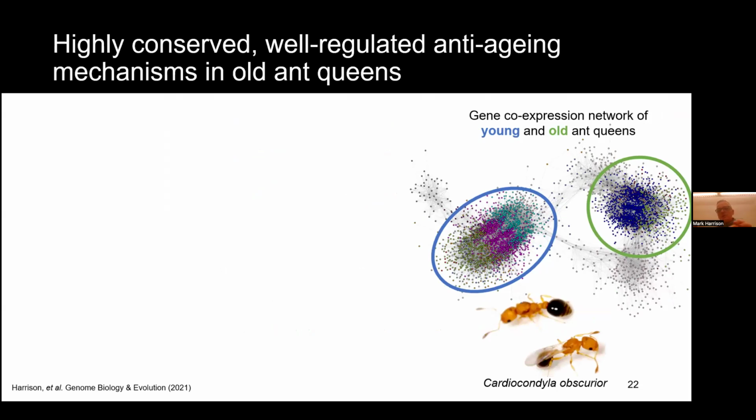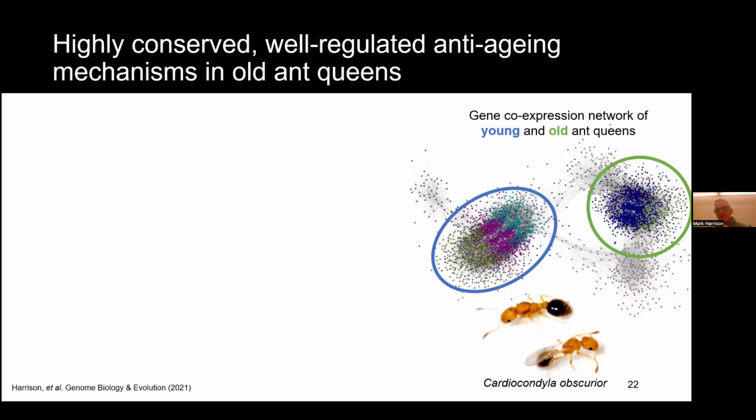And in this network, each of the dots represents genes and their connections. And the edges in this network represent the correlations of the expressions, the strength of the co-expression. So the closer they are together, the more strongly co-expressed they are.